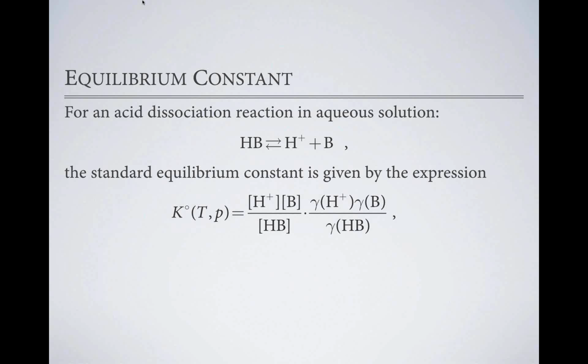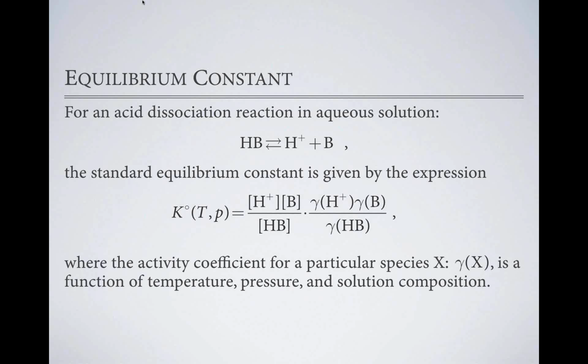But the essence here is that there's this product between a term which is based on concentrations, the ones with the square brackets around, and an activity coefficient term. And the constant here is what's referred to as a thermodynamic equilibrium constant. It's a function of temperature and pressure only. The activity coefficients are a function of temperature, pressure, and the solution composition.